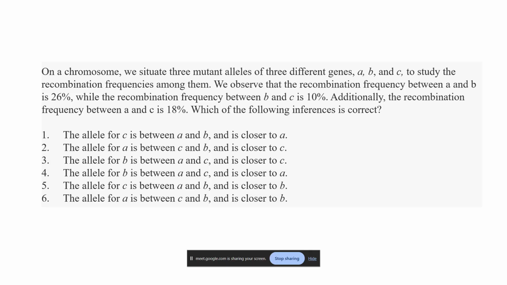The way to solve these questions is to make a diagram. Okay, so try to make a diagram. Whatever information is given, write that information on your copy, and then whatever numbers are given, 26%, 10%, 18%, accordingly try to make the figure. Okay, and then it will be easy. It's easy, but it's also conceptual.